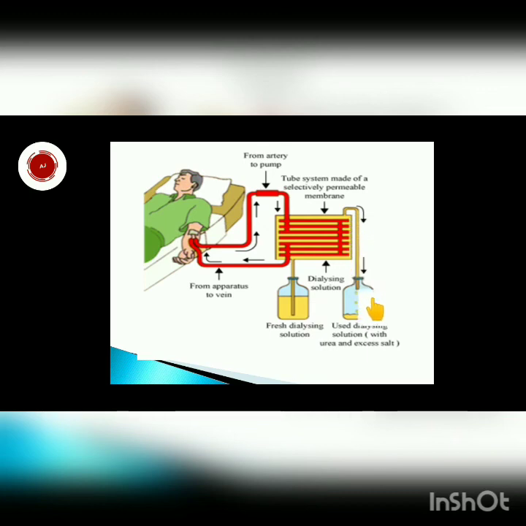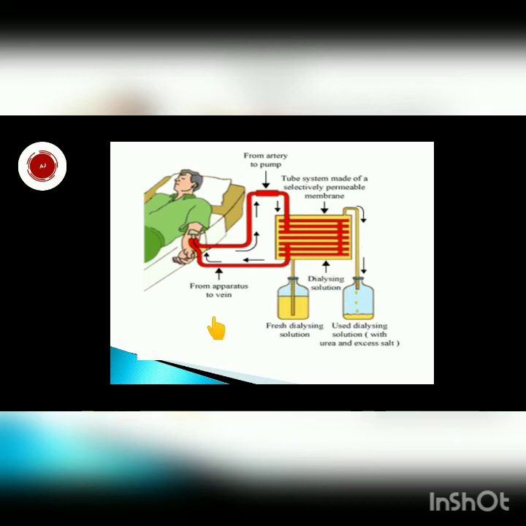With that, you can see here two bottles. In one bottle, dialysis solution is there, which supplies the solution continuously to the tank, so that the waste one is being replaced. There is also a pump which sucks the waste one and sends it here, and that is being replaced by the fresh one. Okay, so this is the structure.